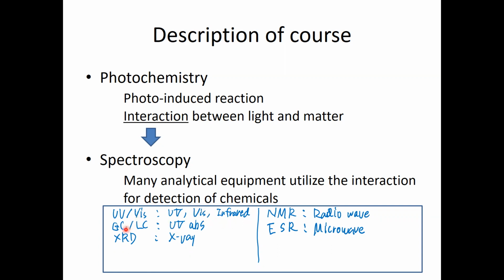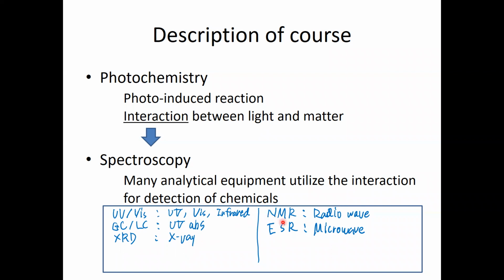And also chromatography, gas chromatography or liquid chromatography. Many times in liquid chromatography, UV absorption of the molecule is used for the detection of chemicals. And then XRD, X-ray diffraction, is used for studying the structure of crystals, and X-ray is used for the detection of the diffraction due to the crystal structure.